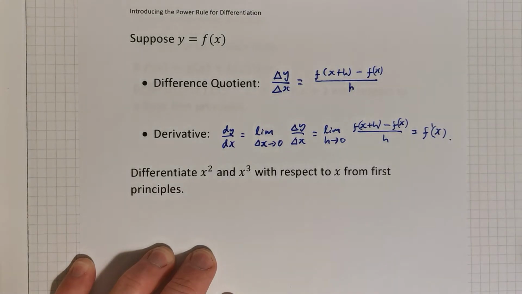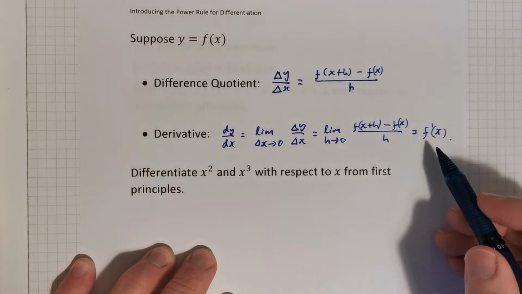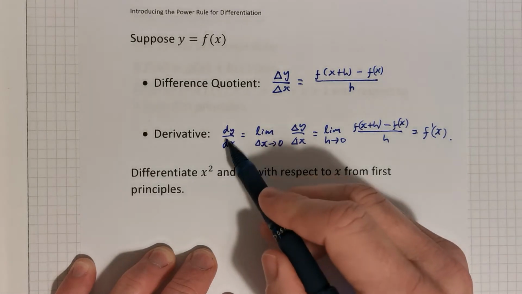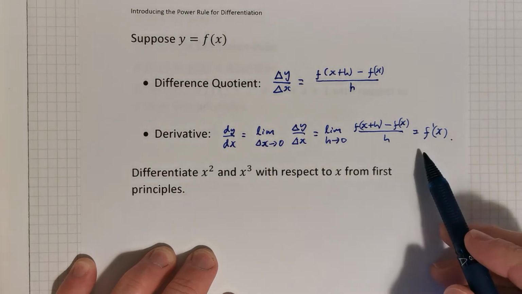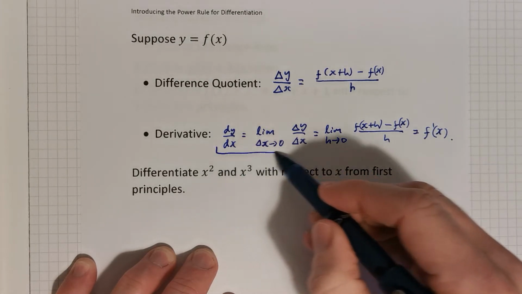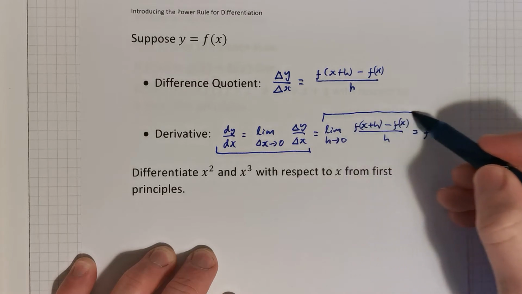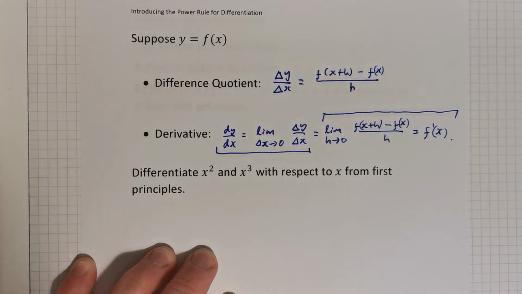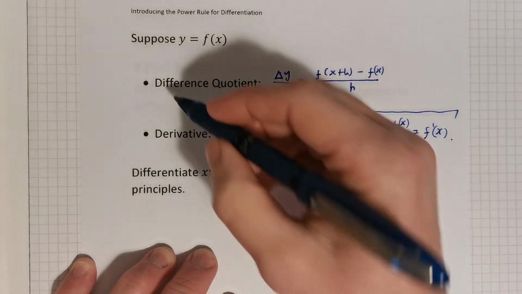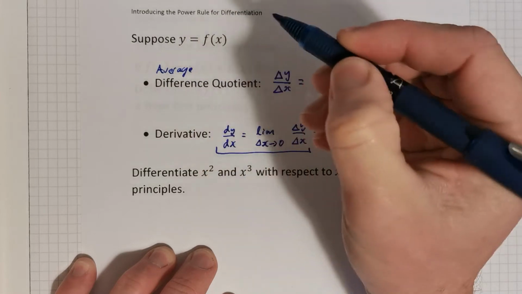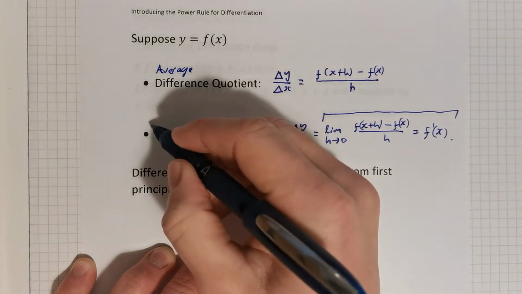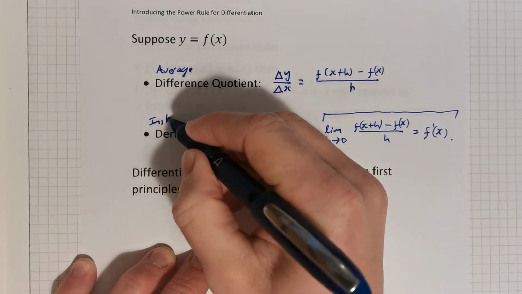So f prime of x is the derivative of f of x. dy dx is the derivative of y with respect to x. It all means the same stuff. Leibniz notation, function notation, different notations saying the same thing. Okay, the difference quotient gives me an average rate of change. The derivative gives me an instantaneous rate of change.